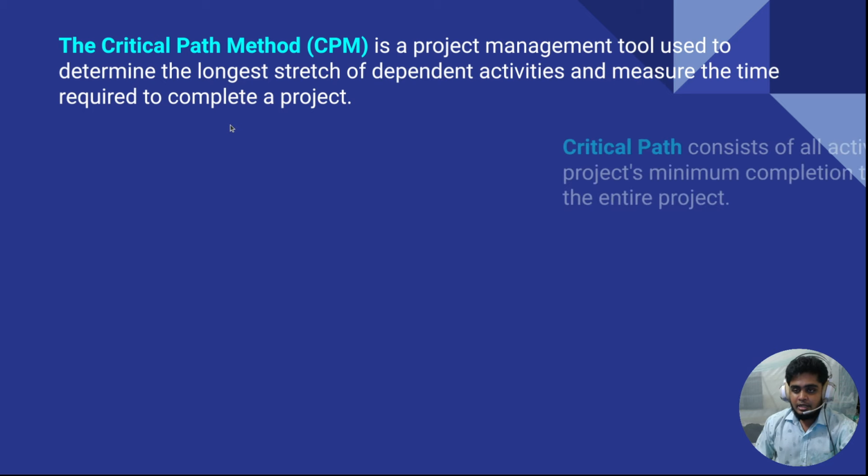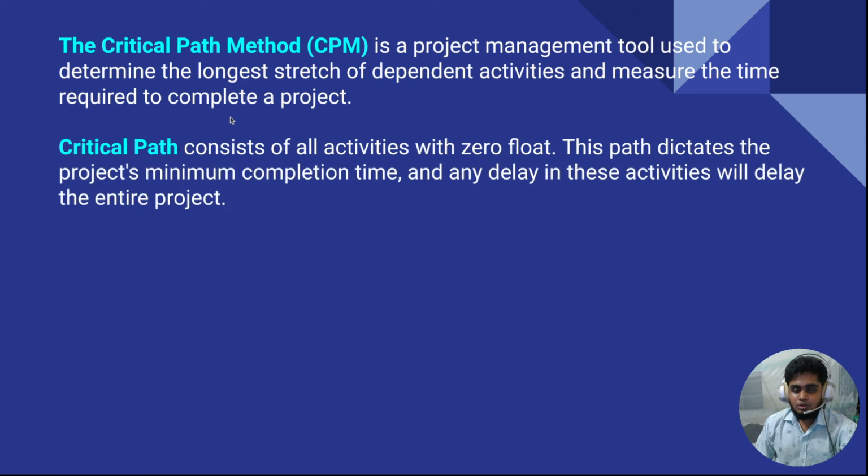Next I will discuss the critical path. What is the critical path? The critical path consists of all activities with zero float. This path dictates the project's minimum completion time, and any delay in these activities will delay the entire project. We will solve mathematical problems of critical path analysis in the later slides.